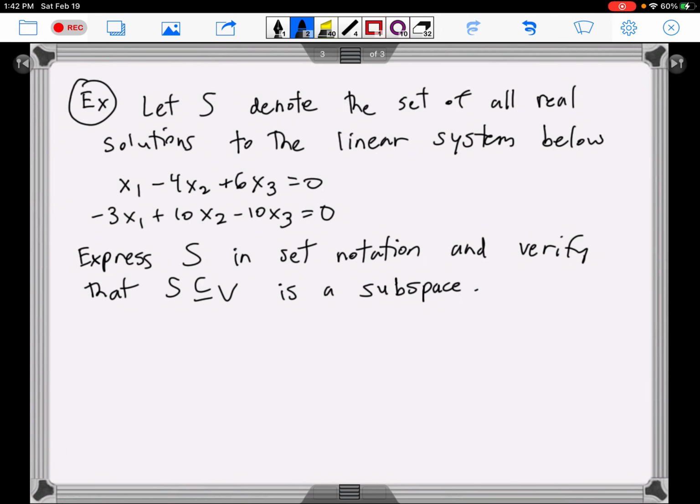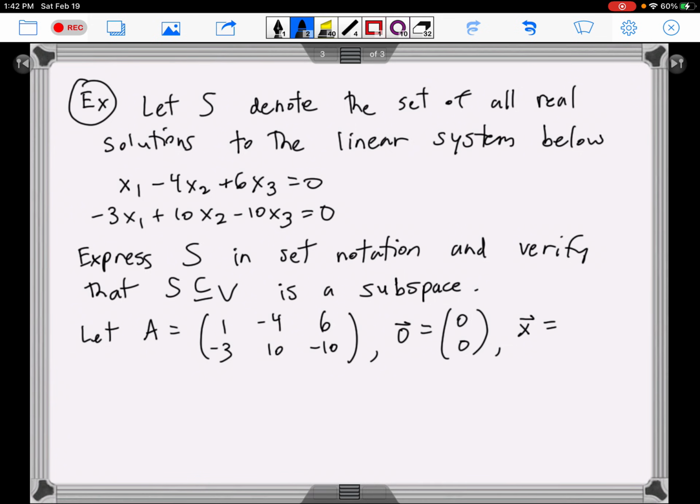So how do we do this? Let me start with the first part. It says express S in set notation. So here would be the easiest way to put this in set notation. I'm going to let A be the matrix that corresponds to the system, the coefficient matrix, with rows 1, negative 4, 6 and negative 3, 10, negative 10. And then we know that 0 is defined as the vector 0, 0. And let's suppose that X is equal to x1, x2, x3, our solution set. If we write it that way, then we can write S in set builder notation.